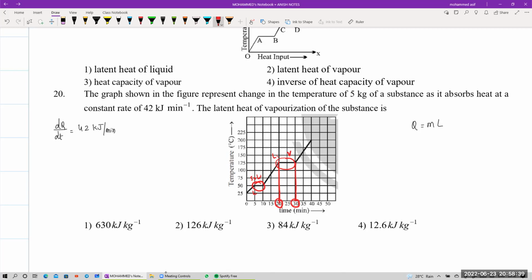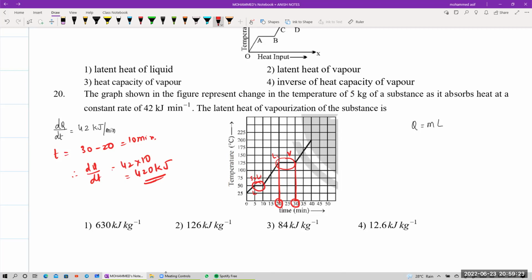So now for the heat taken for the vaporization, what can I write? At what time are you taking right now? The time is between 20 to 30, 30 minus 20, that will be equal to 10 minutes. So dQ by dt in that much time will be equal to how much? Therefore dQ by dt will be 42 into 10. That means this will be equal to 420 kilojoules. Got an idea how I got the value of dQ by dt?